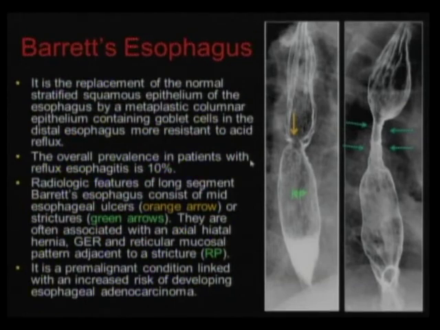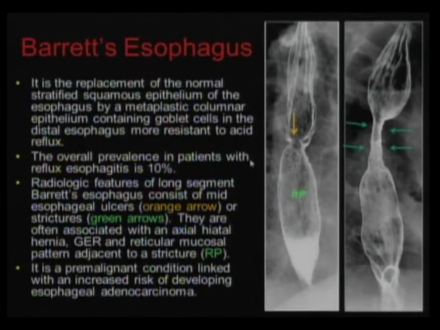So as you well know, the replacement of the normal stratified squamous epithelium of the esophagus by the gastric epithelium produces something that is called Barrett esophagus. Okay, the prevalence is about 10% in patients with reflux esophagitis. How can we detect Barrett esophagus with radiology? First of all, it's not very reliable, radiology, also endoscopy, for detection of Barrett esophagus. We have to perform biopsy.